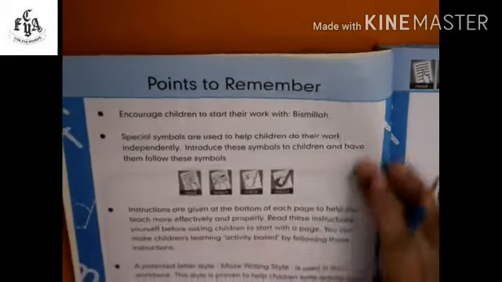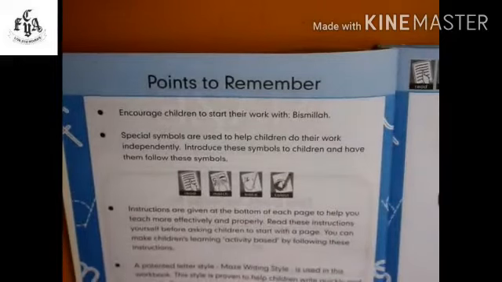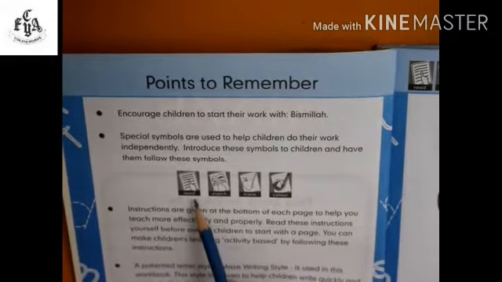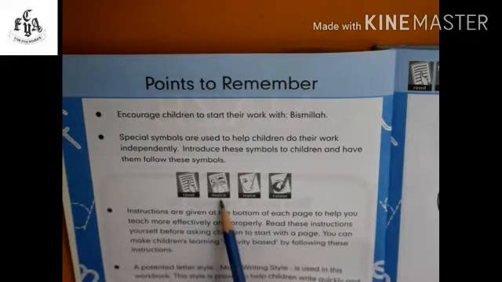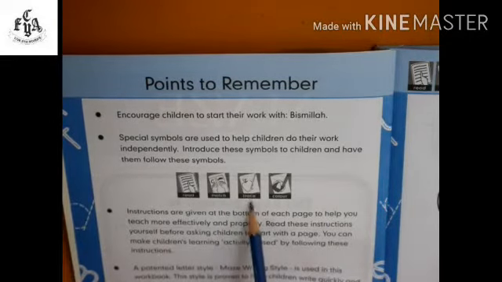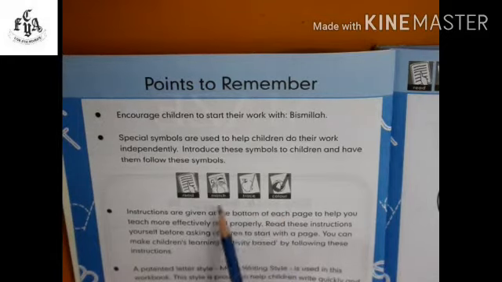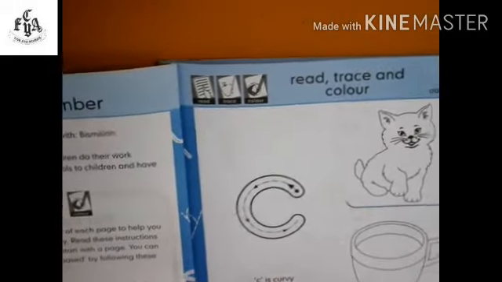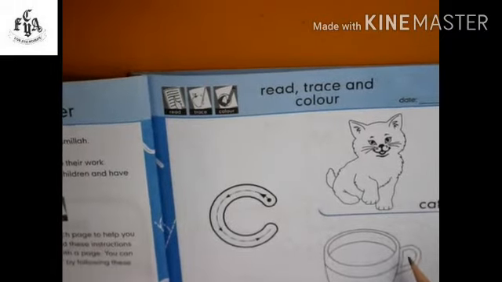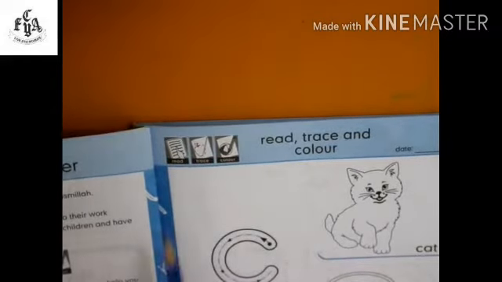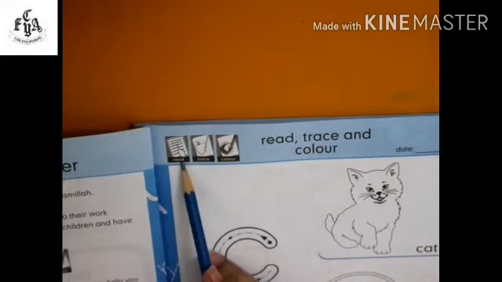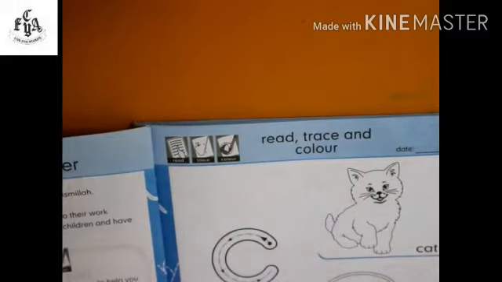So students, here we have some icons. The first icon is reading, the second one is matching, the third one is tracing, and the fourth one is color. With the help of these icons, we can know what we are going to do on the page as mentioned above in these icons. On this page, the first icon is reading. So we have to read this page.